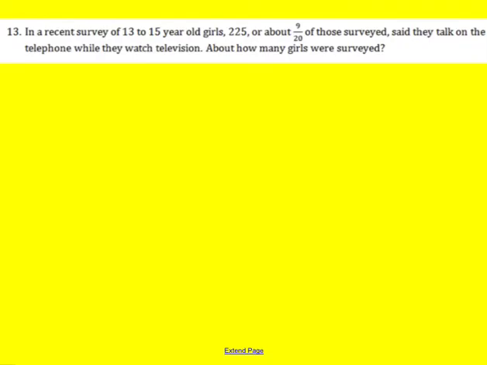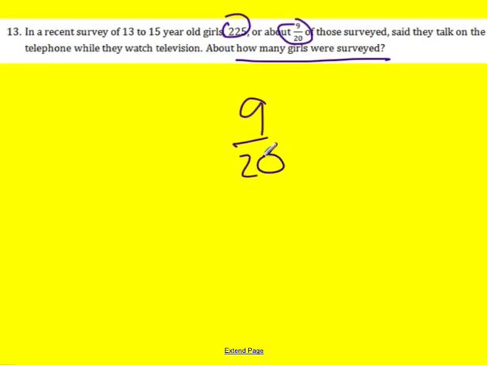In a recent survey of girls, 225, or about 9/20ths of those surveyed, said they talk on the telephone while they watch television. About how many girls were surveyed? So 9/20ths of the total girls surveyed. So I'm going to let X represent the total girls surveyed. If I take the total number of girls surveyed, I need to multiply it by 9/20ths, because that's how many said that they watched television while they talked on the phone. And that ended up being 225.